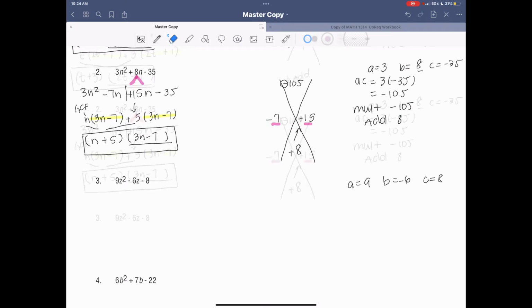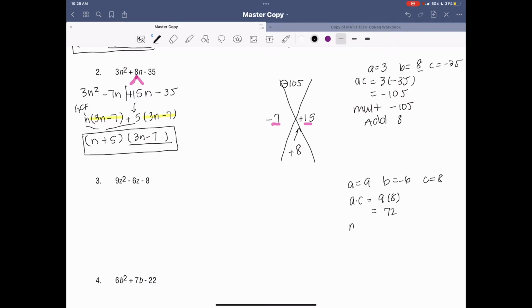Okay, so number 3, our coefficients are 9 and negative 6, and our constant is 8. So I take A times C, and that's going to be 9 times 8. That's going to give me 72.